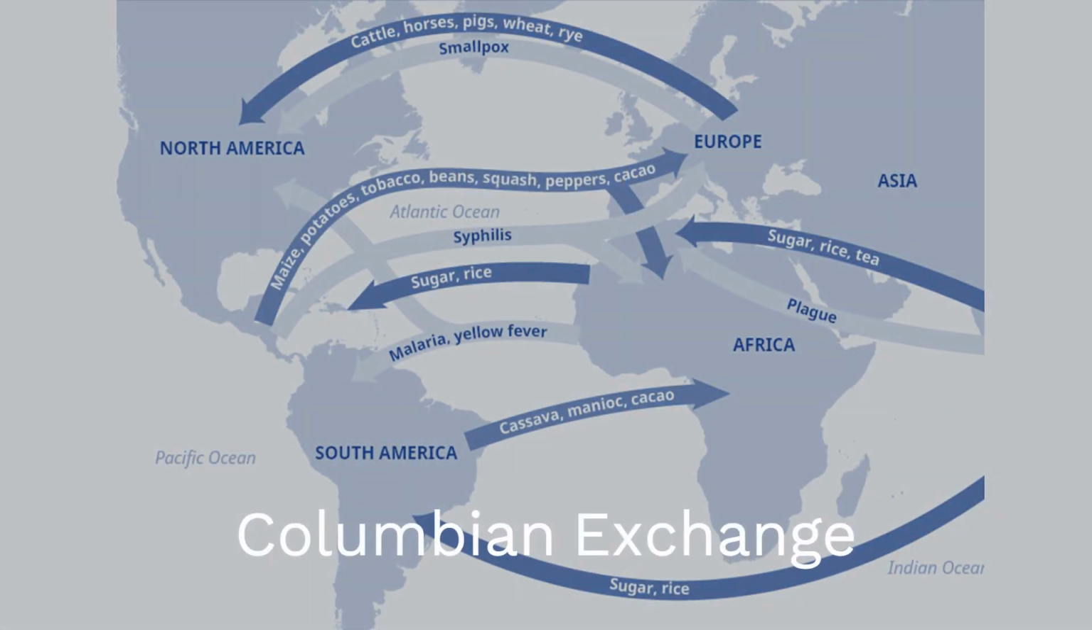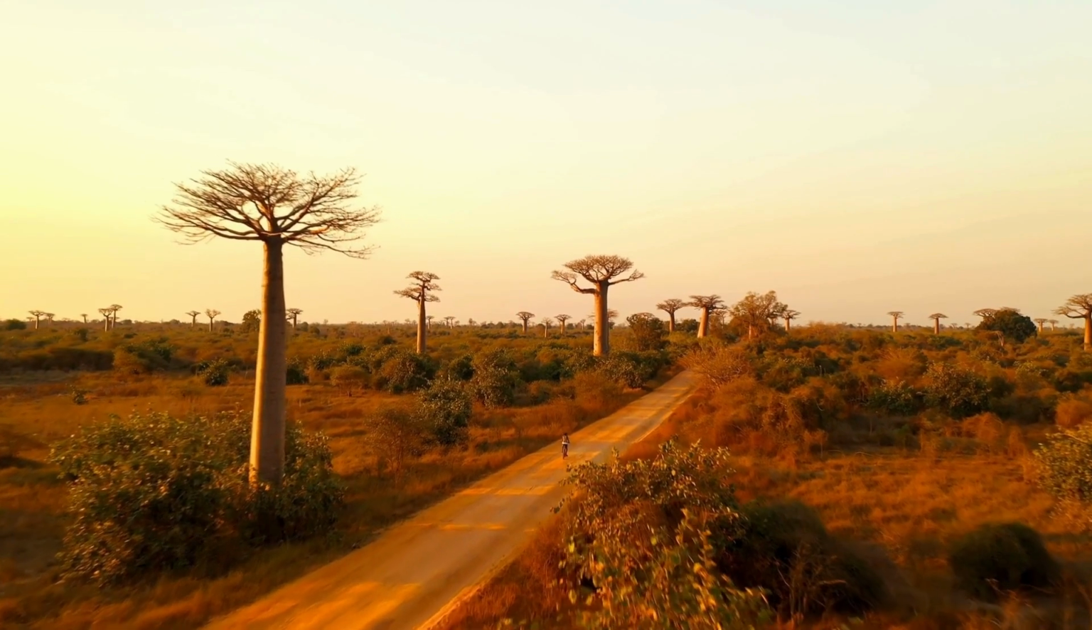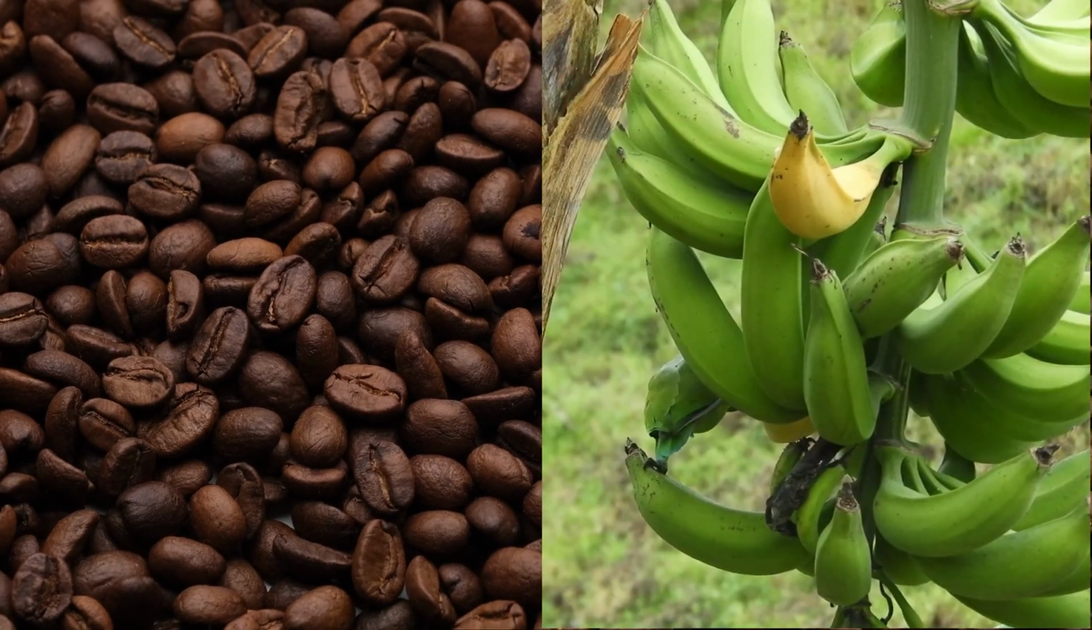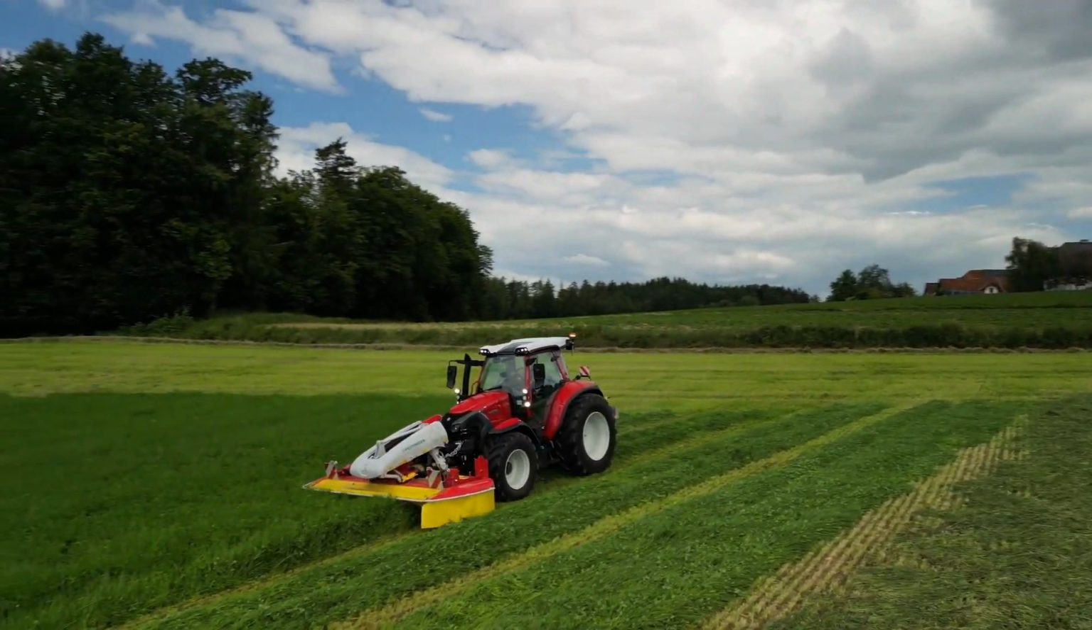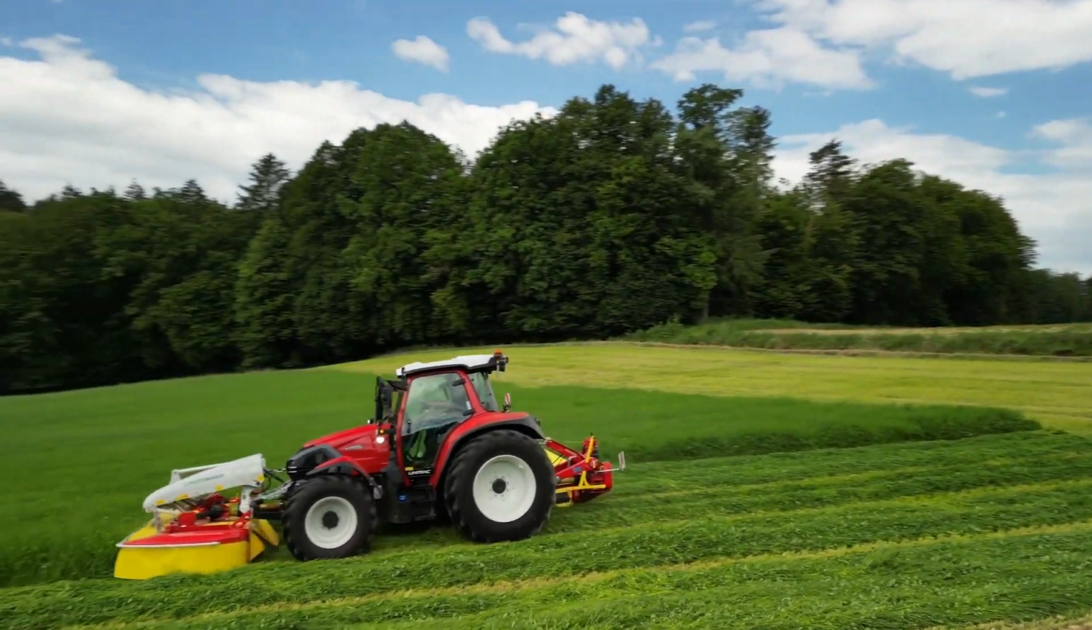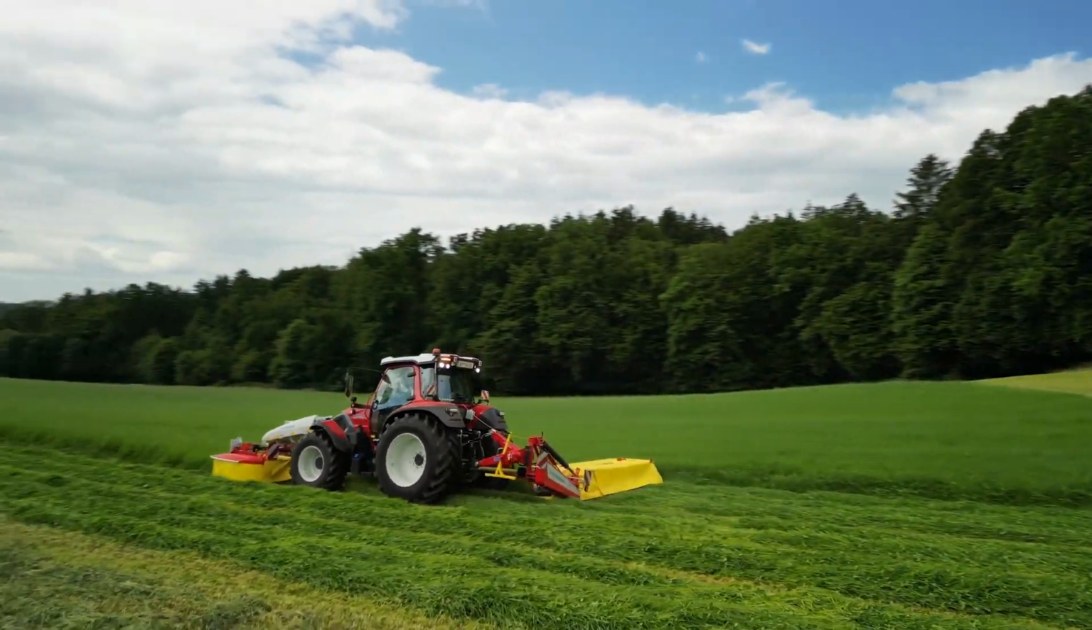Fast forward to the Columbian Exchange, when plants, animals, and even diseases moved across continents. Afro-Eurasia gave us coffee and bananas, while the Americas brought us potatoes and maize. And today, agriculture continues to evolve with advancements in technology, everything from fertilizers to food preservation.